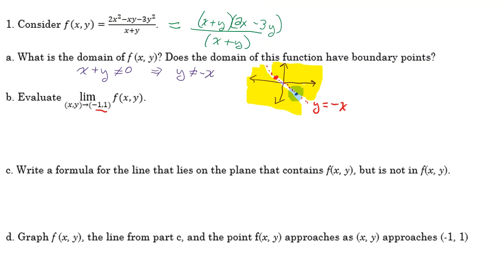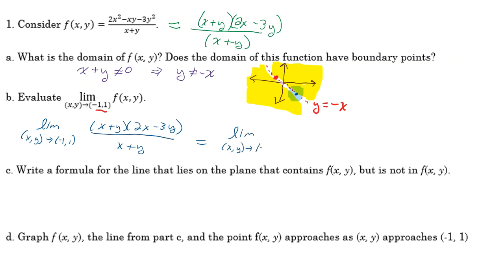So if I can simplify f of xy, then I don't have to do this path business just quite yet. So I could rewrite that as the limit as xy approaches negative 1, 1 of, and then I could factor this out and cancel. And then try direct substitution. So that gives me the limit as xy approaches negative 1, 1 of 2x minus 3y, which I can do direct substitution, 2 times x minus 3 times y. And that's what, negative 5?